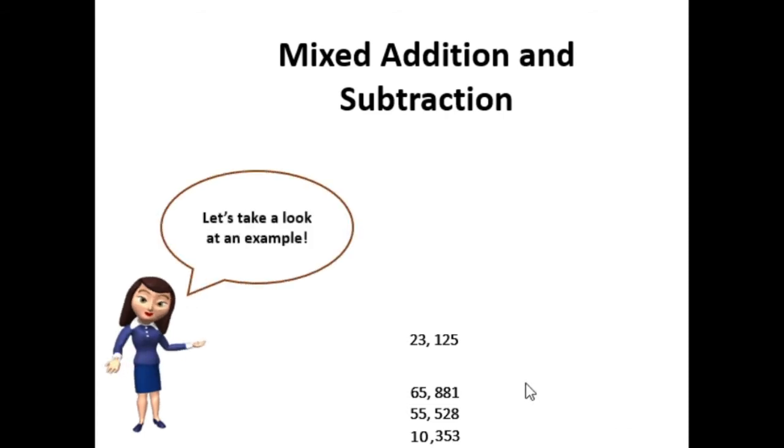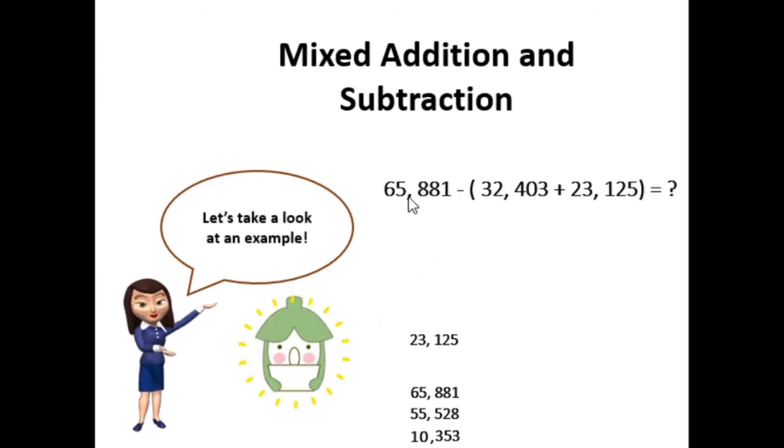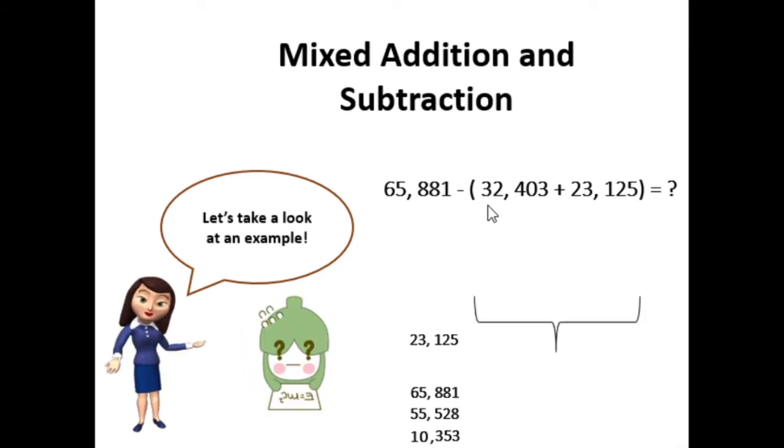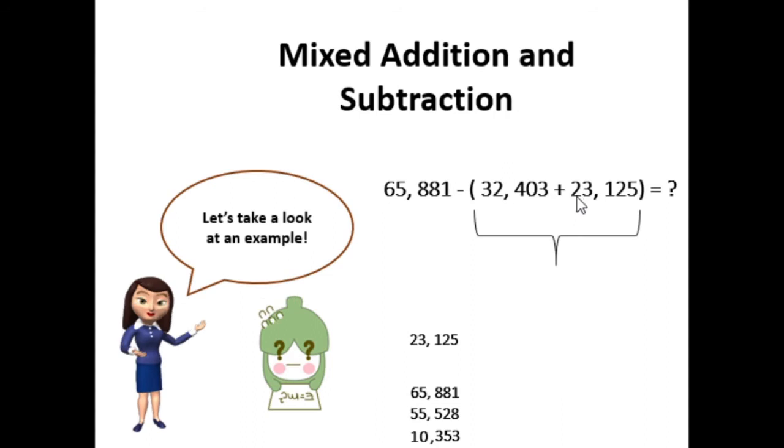Okay, let's have some more examples. This time, let's have 5-digit numbers. Alright, 65,881 minus 32,403 plus 23,125. The numbers in the bracket are 32,403 plus 23,125. What will we do? We solve first, right?